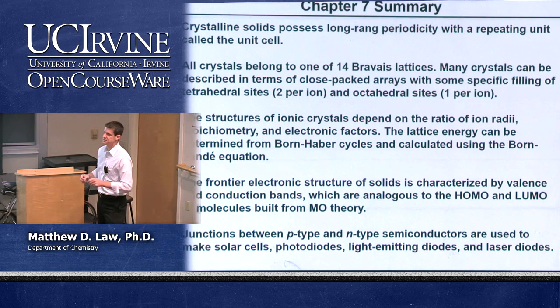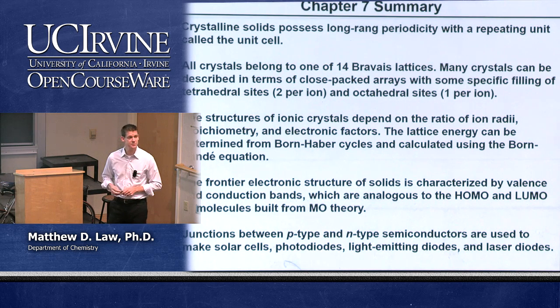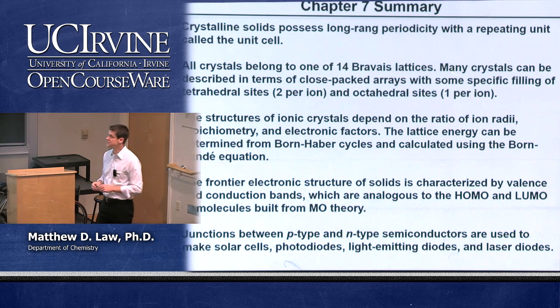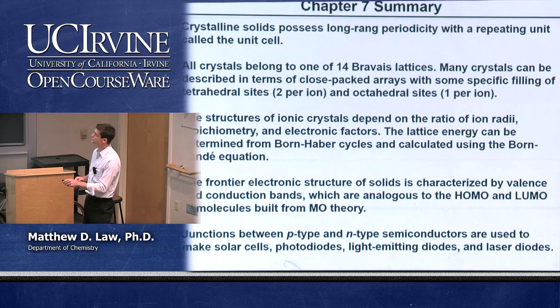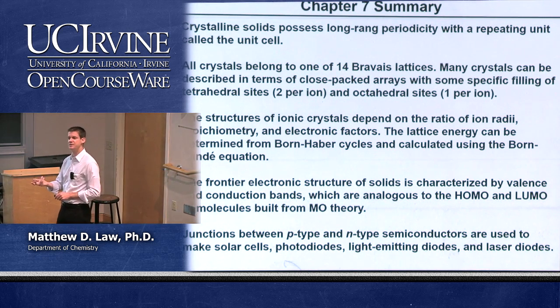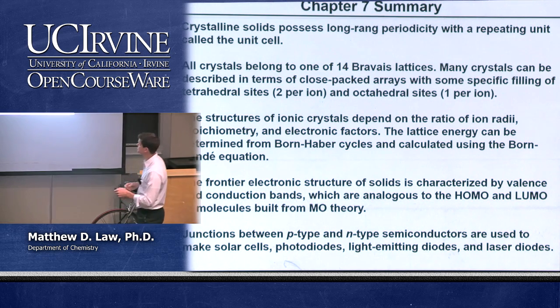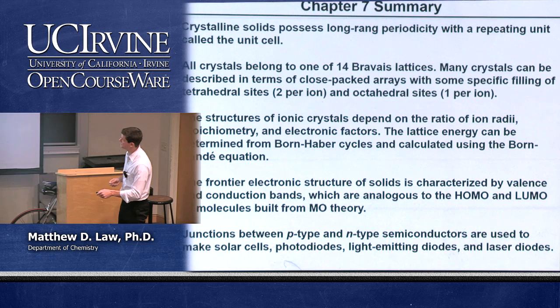So we showed that crystalline solids possess long-range periodicity, and we can describe them as just translation of a repeating unit that we call the unit cell. Okay. We said that all crystals belong to one of the 14 Bravais lattices, and we can very powerfully describe crystals as close-packed arrays that have a certain number of interstitial sites filled. Okay. So we showed several different crystal structures like that.